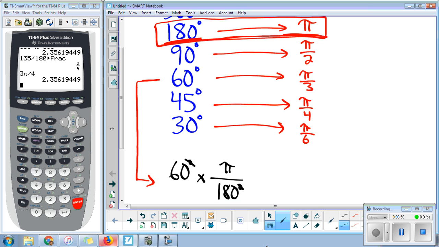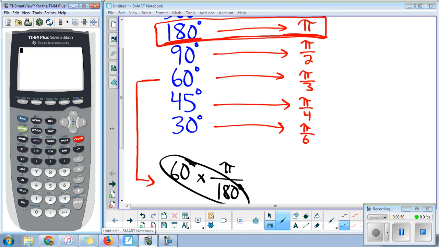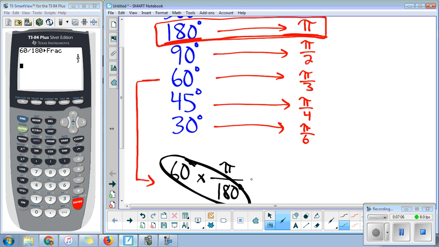And I can type this in, but I know that 60 over 180 is going to be equal to 1/3. I can prove it. 60 divided by 180. Math, turn it into a fraction. 1/3. There's your 1/3 in the circle. And so 1/3. And then pi is still in the numerator, so I'll bring that over. Pi is still in the numerator, so I have 1 pi over 3. That is the same exact thing that we had up above. So I just need that one fact, that 180 degrees is equal to pi, and I can just cancel out my units and use stoichiometry.